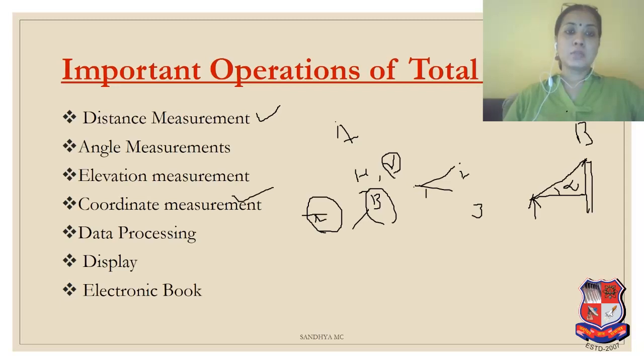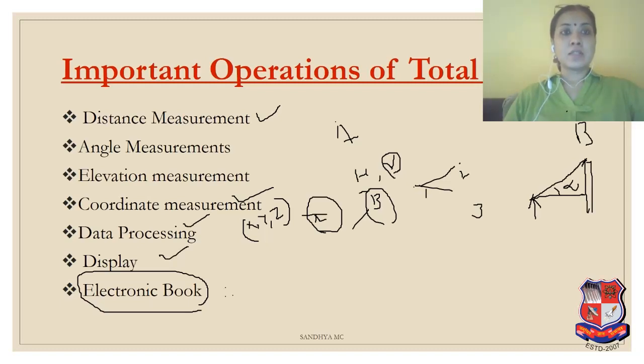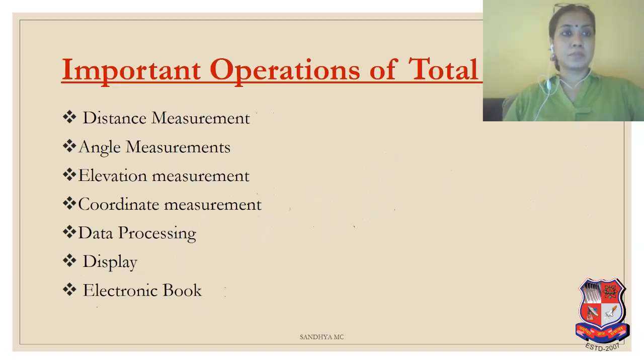And for the coordinate measurement purpose, that is x, y, and z coordinates. After recording all these data, which are in the form of point data, we can save them in the electronic book. And these data can be processed, displayed, and we can utilize this data for further calculation purposes.